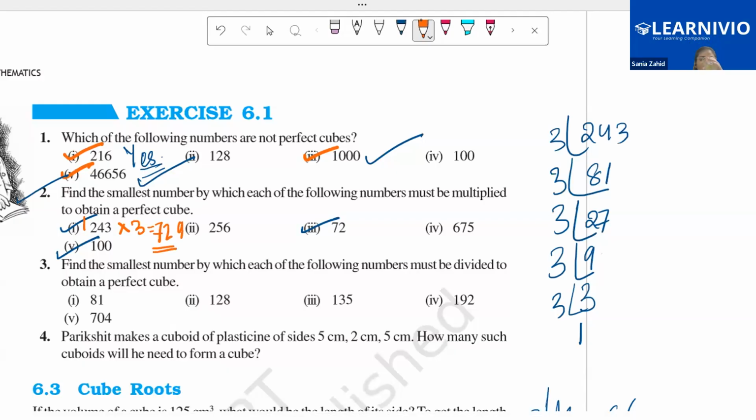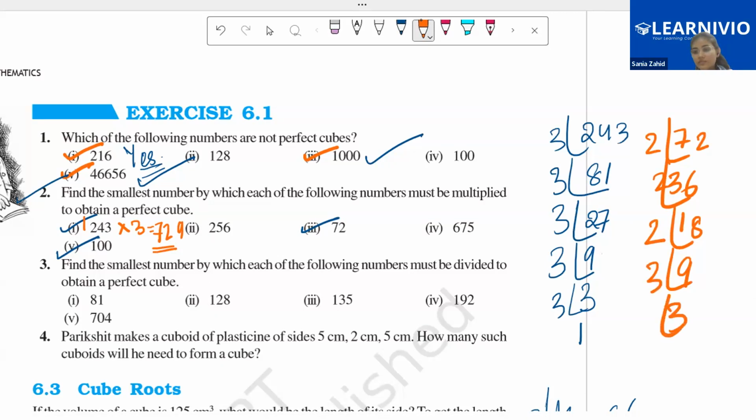Yes, ma'am. 72, you can cut that by 2 to get 36, and then again by 2 it becomes 18, and then again by 2 it becomes 9. Then 3, and then 3. Okay. So with which number must we multiply this? Multiply by 3. Yes, with 3. So, what do you get?